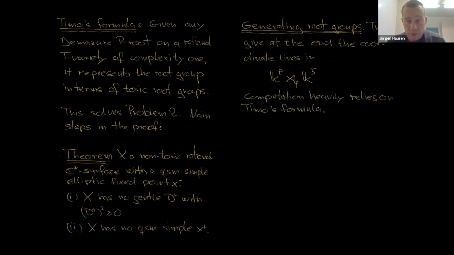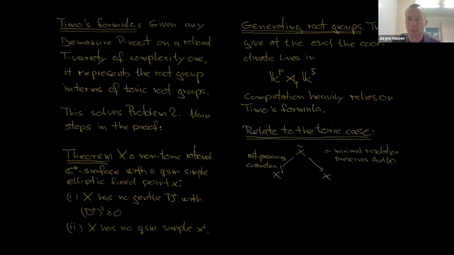And in order to figure out such minimal systems of generating root groups, we have to study relations among these root groups, and this heavily relies on Timo's formula. This computation is a major computation heavily relying on this formula.